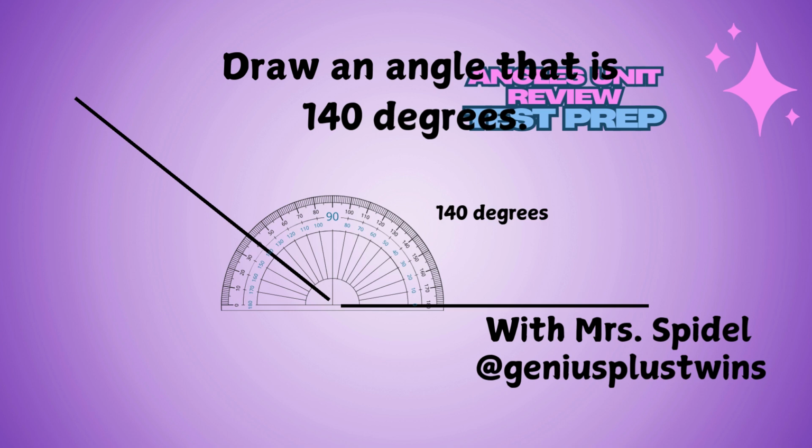It's really important too to use your protractor again after you draw the angle to make sure that you did draw it accurately and it does actually represent what you were trying to do. In this case, that would be 140 degrees.